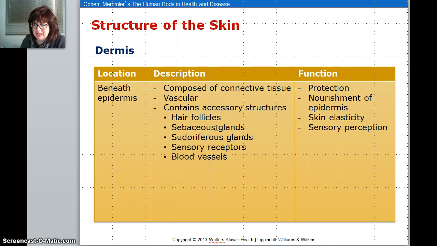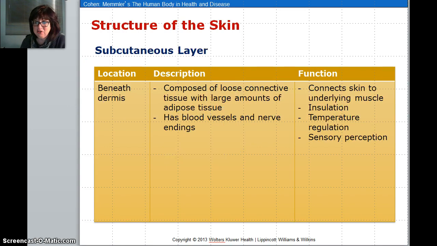Then underneath the epidermis is where you have the dermis. And the dermis has the connective tissue. This is where you have hair follicles, sebaceous glands, which are oil glands, sudoriferous glands, which are sweat glands, and the sensory receptors and the blood vessels. It is important for protection and nourishment. It also gives your skin elasticity, and this is where your sense receptors are.